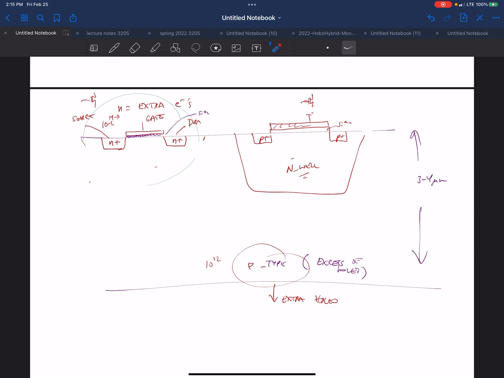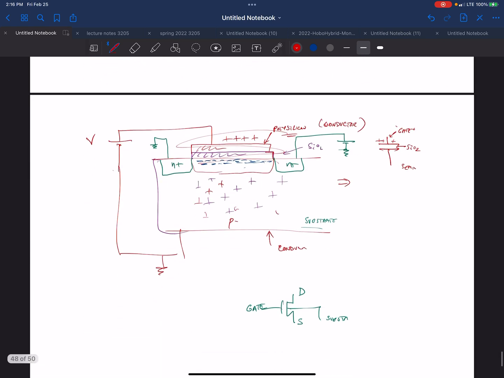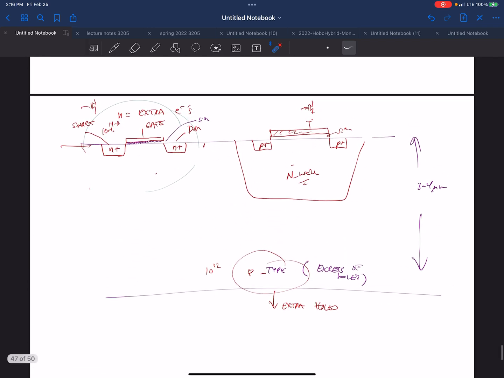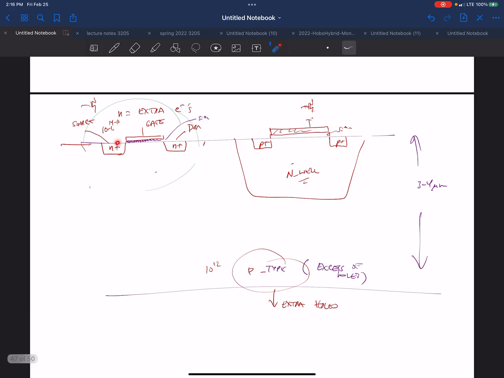So at some point, I need to make a connection to this P-type material. Remember, I said I grounded this P-type material, but how do I ground it? You can see where I can connect to the source and the drain. So I need to put a P plus here, so I can put my ground and ground the substrate. You guys with me? Because I needed the substrate grounded, otherwise it would just be floating if I don't connect it.